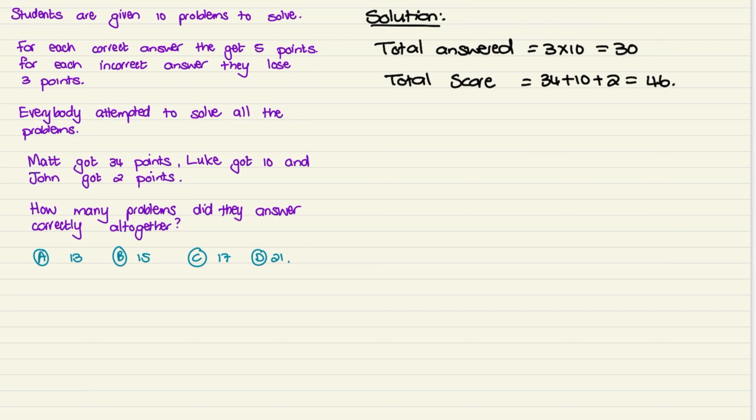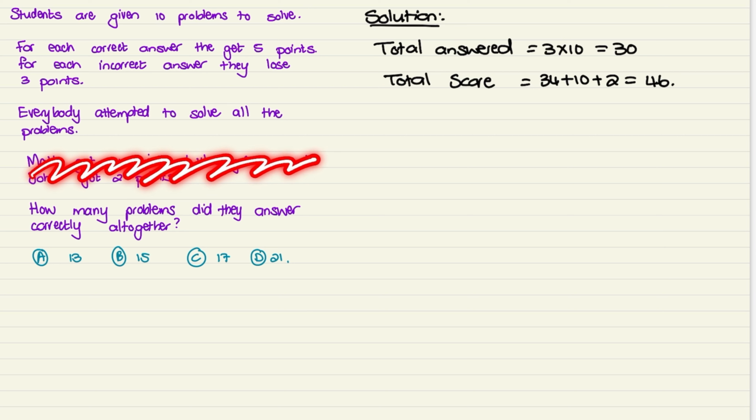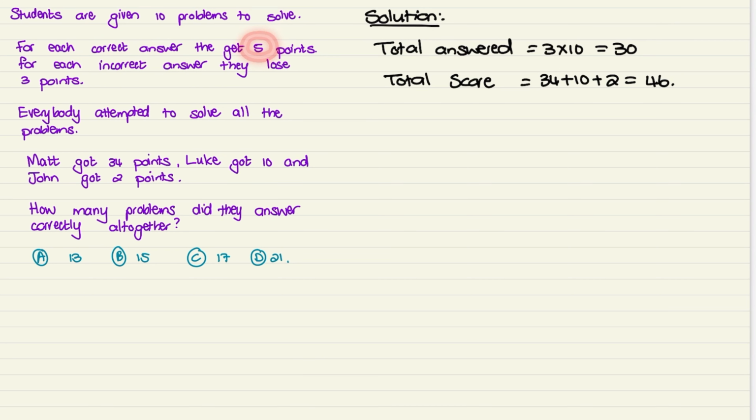Now we have other information. We have used the information about the 10 problems, and we have used information about their scores. The other information that we have is that a correct answer gives you 5 points, and for an incorrect answer, they lose 3 points. What we don't know is how many they answered correctly. Let the number of problems answered correctly be represented by x, because we don't know that value, and that's the value that we want to figure out. So x is the total that they answered correctly.